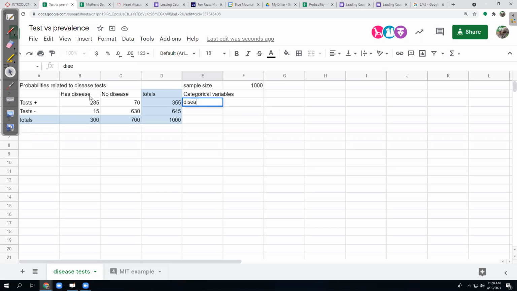So disease, either yes or no. And then the other one is that they had a test. They were tested for the disease. Test. And the test is either going to come out positive or negative.